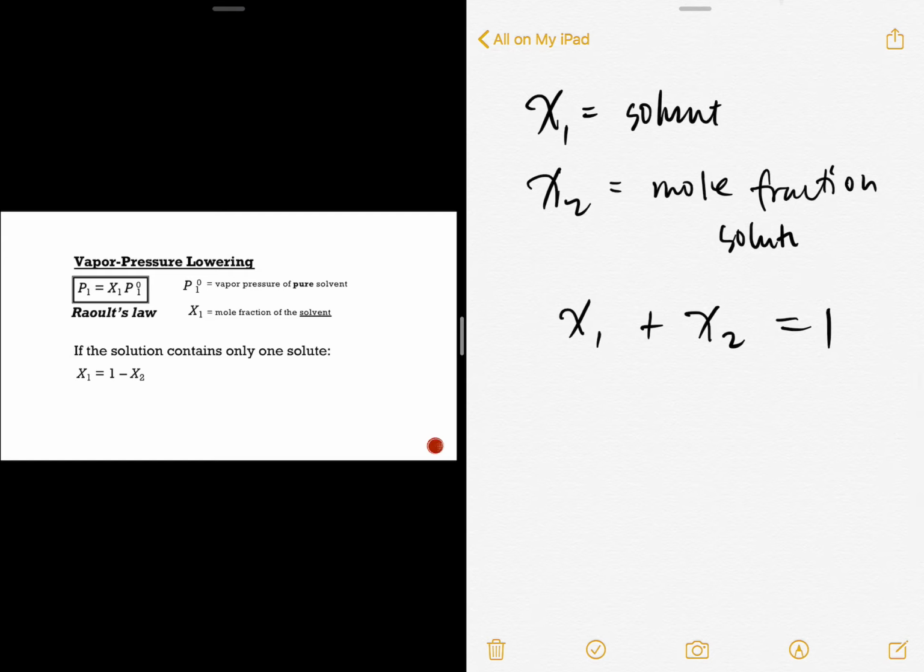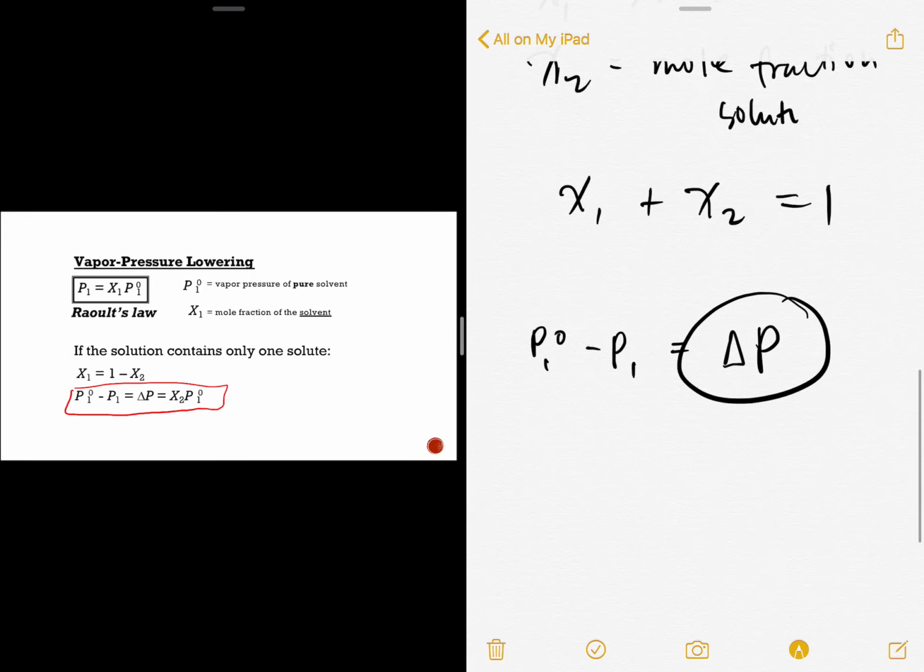So the mole fraction of your solute and the mole fraction of your solvent should be equal to 1. Now, if we're going to use the mole fraction for the solute, the formula becomes like this, no? Wherein your P1 naught minus P1 is equal to your vapor pressure lowering. So, the change in P symbol, this is your vapor pressure lowering. Ano ang ibig sabihin ng vapor pressure lowering na yon? It is the difference between the two pressures, the pressure of the pure component and the partial pressure.